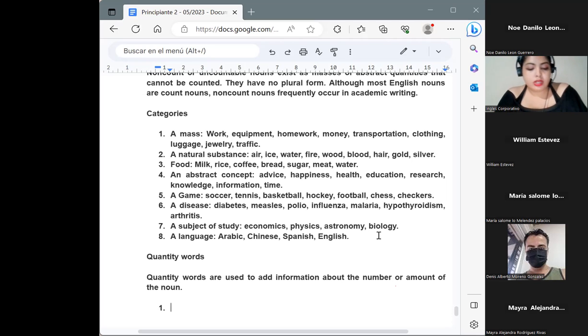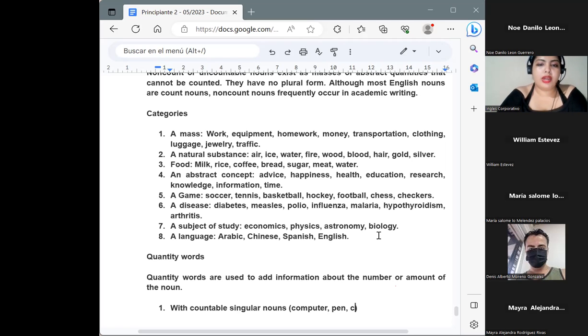With countable singular nouns. Countable singular nouns. Example: computer, pen, and crayon.